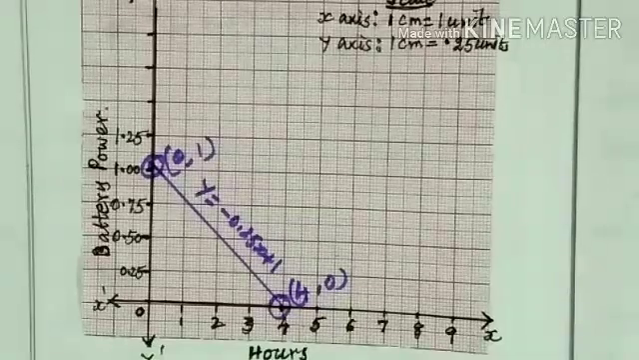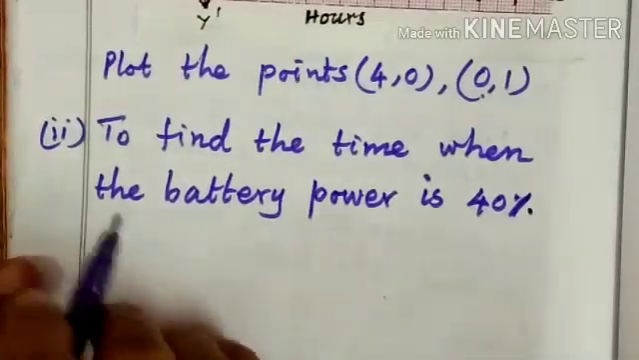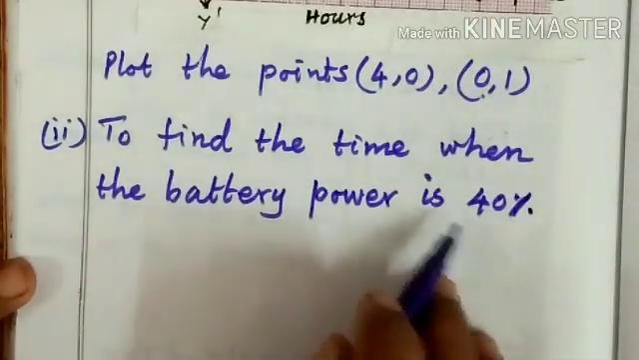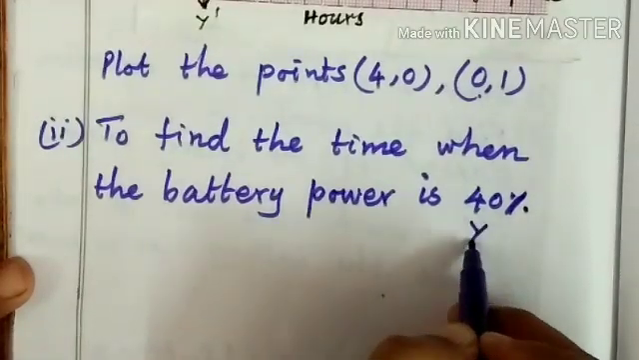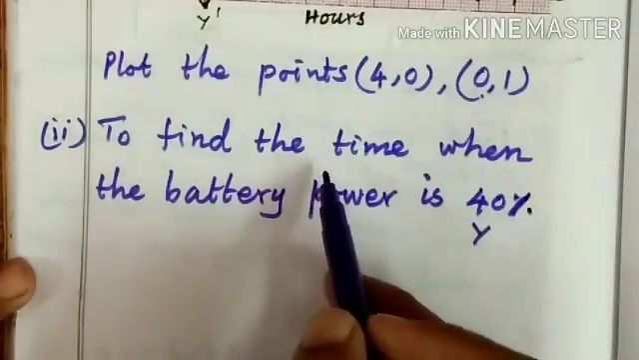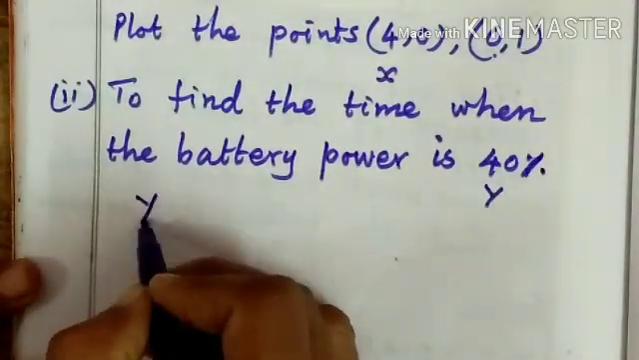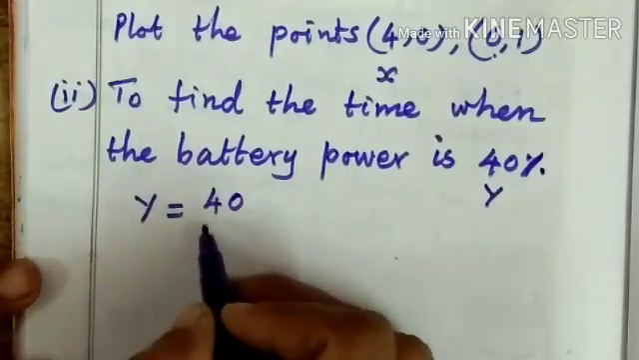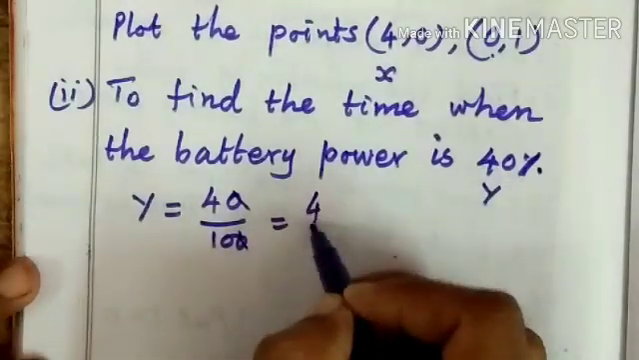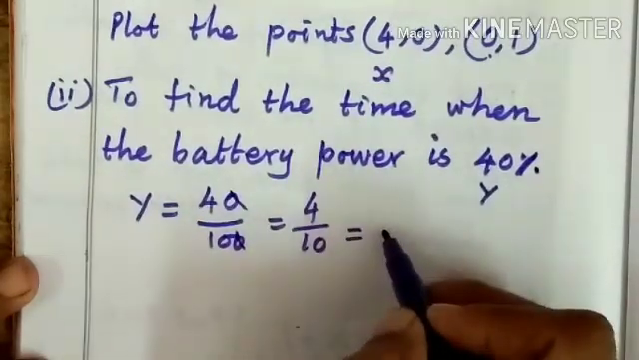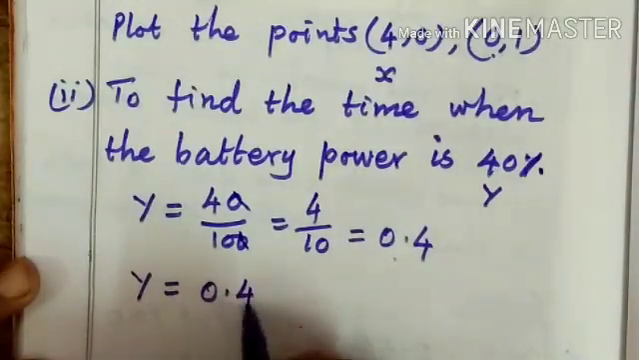Now we move on to the second subdivision. See the second subdivision. To find the time when battery power is 40%. Here y-axis 40% is given. We have to find used time, that is denoted x. So you have to take y is equal to 40%, that is 40 by 100. Cancelling this, we get 4 by 10 in decimal, that is 0.4. Therefore, here y is equal to 0.4.